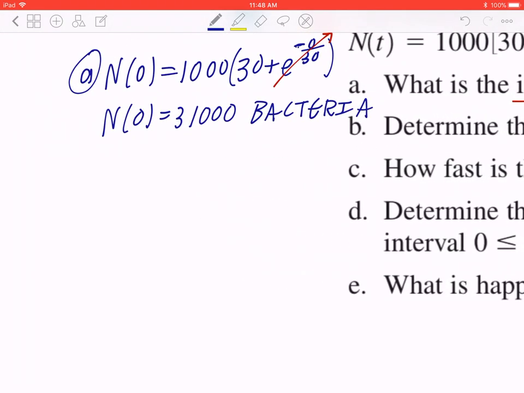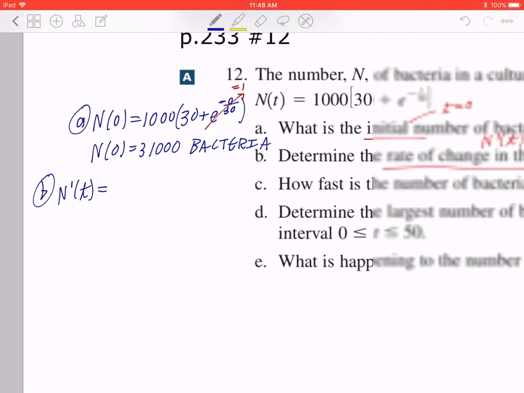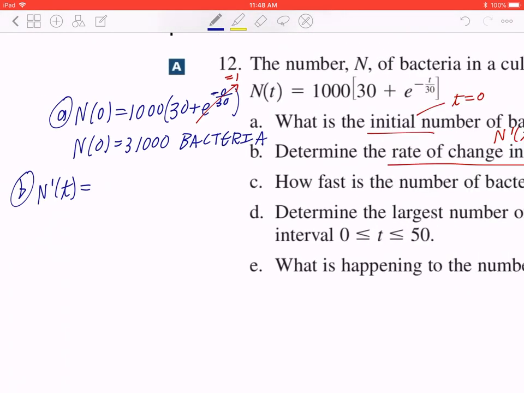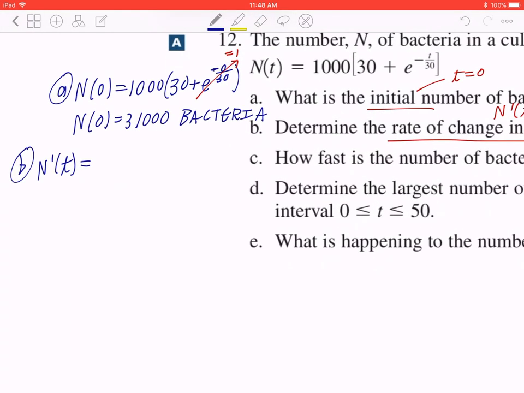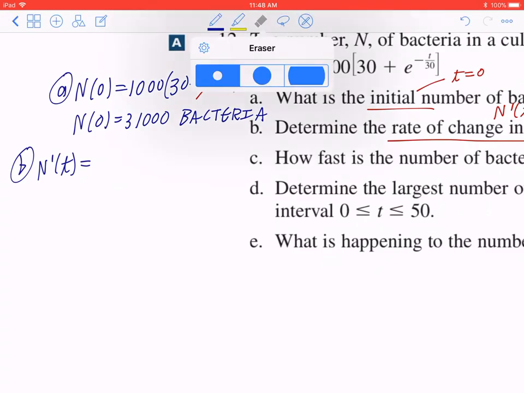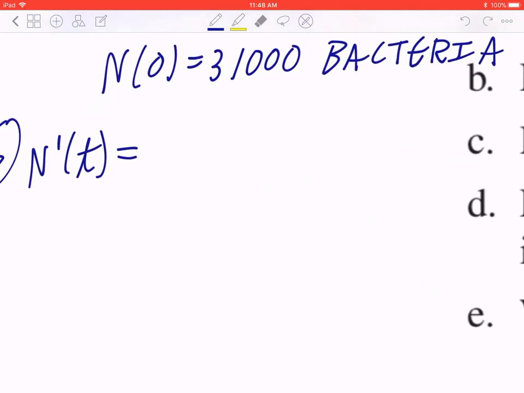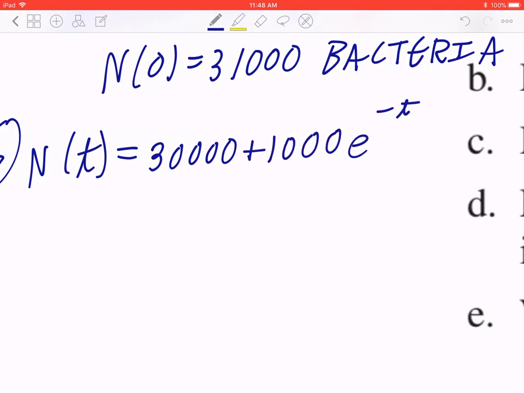So again, if you look at part B, to find the derivative, n prime of t, this equals to, again, if you want, you can expand this first and find the derivative. So maybe I'll take a step back. Let's go back to n of t first. If you put this in expanded form, this would be 30,000 plus 1,000 times e to the power of negative t over 30.